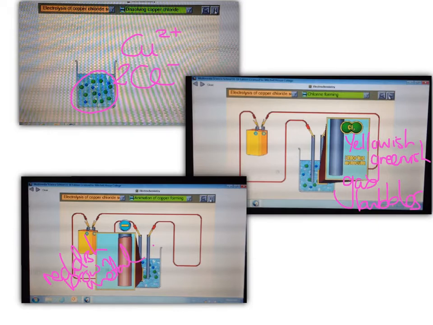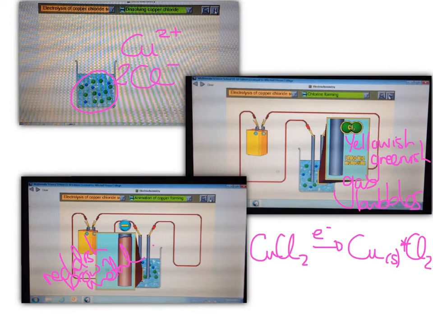The balanced equation is copper chloride with the help of an electric current is going to turn into copper metal, which is a solid, plus chlorine, which is a gas, Cl2. And this copper chloride is dissolved in water, so we say that it is aqueous. Let's check, are we balanced? 1 copper, 2 chlorines, 2 chlorines.